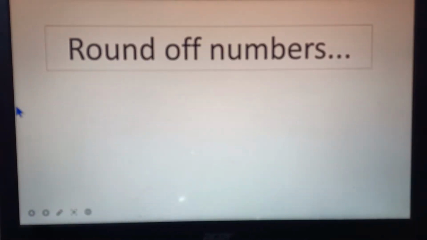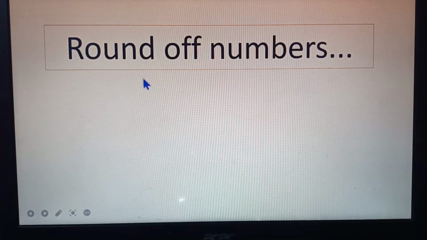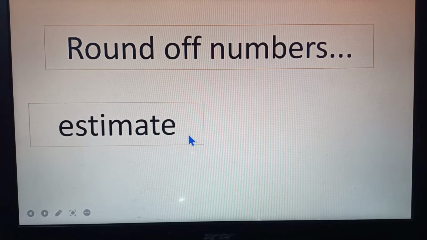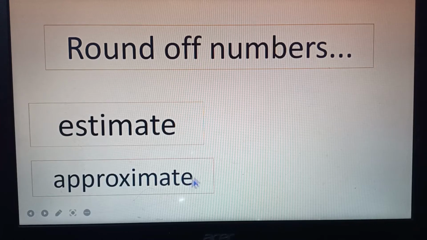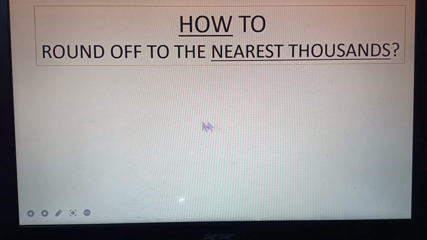So there are two topics that we're going to cover today, right? Okay, let's revise. I'm sure I have told you last year in Year 4, rounding of numbers. Rounding of numbers means to estimate or approximate. Estimate means menganggarkan nombor itu, to estimate the number to the nearest thousand or to the nearest 10,000. Okay, so this is the symbol for round off. Symbol ombak, macam ombak equalnya.